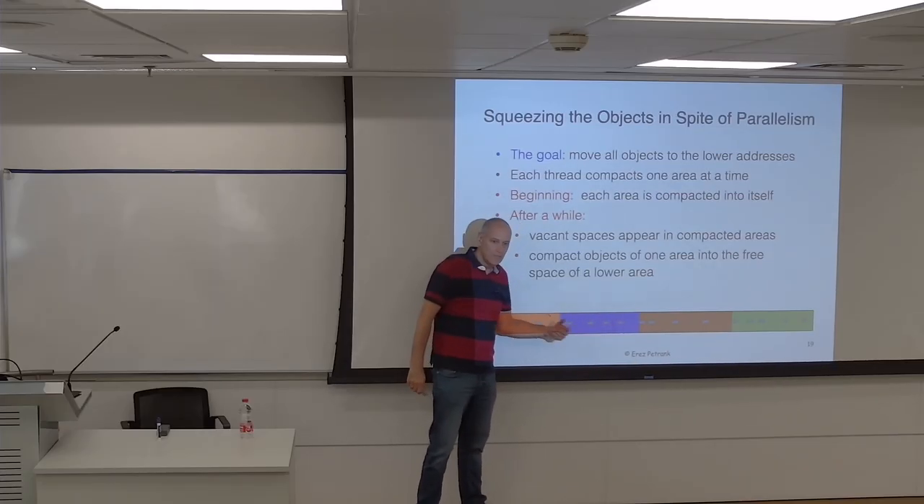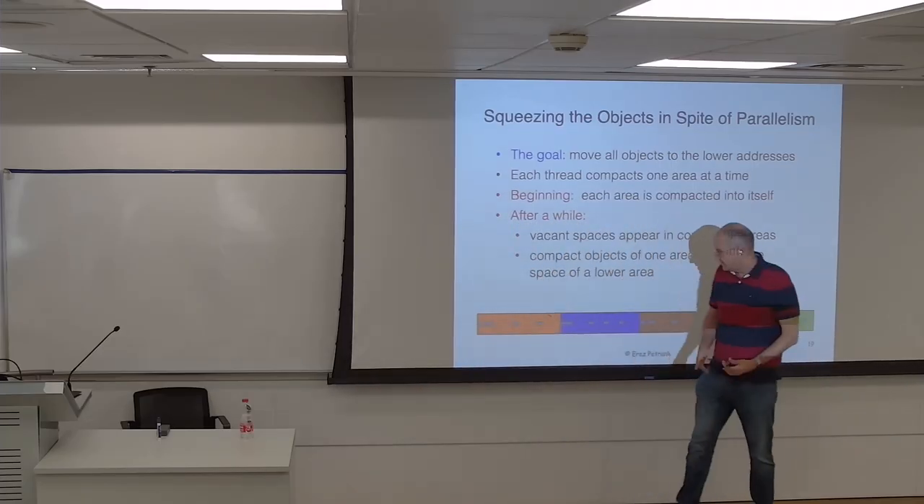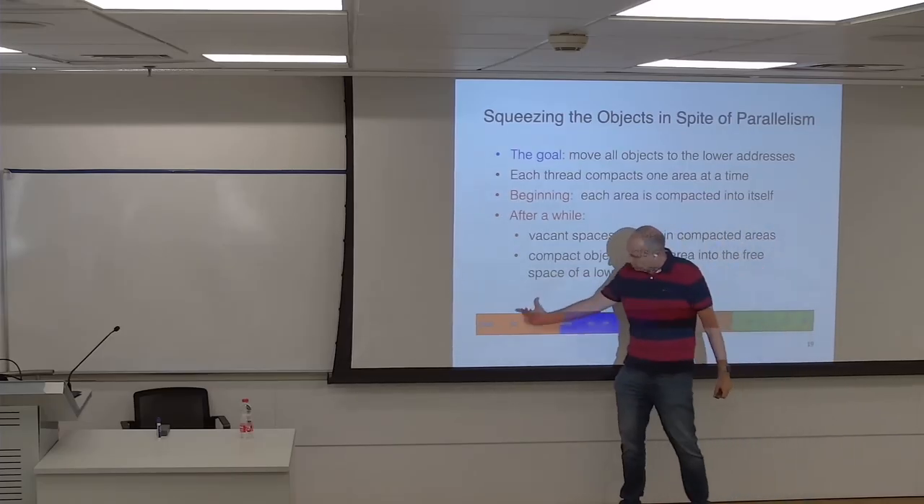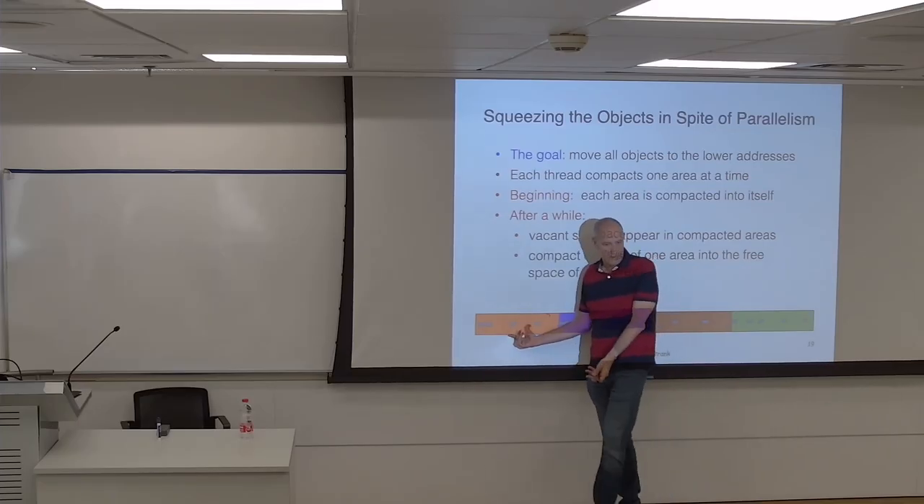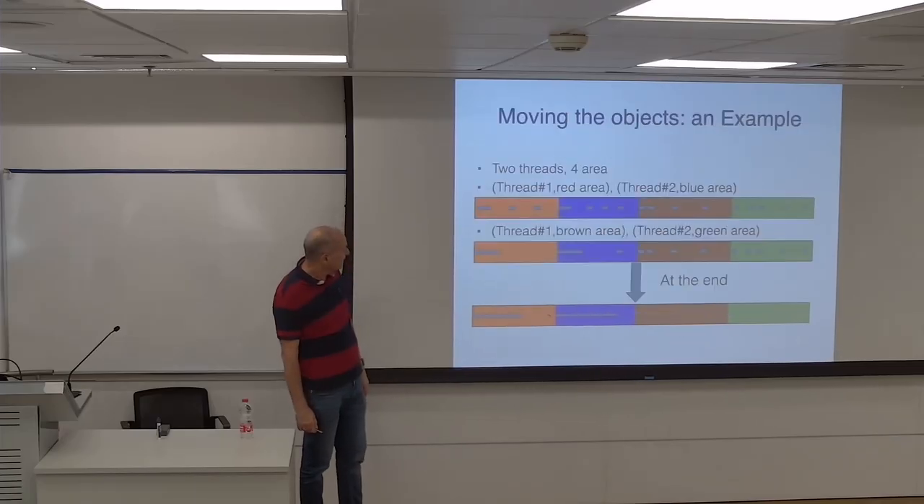this area. Now, when a thread comes and wants to compact this, instead of compacting it to the beginning, it will compact all these objects to the free space that is still left in the first area. So this is going to be the idea. Here are these pictures, these slides.